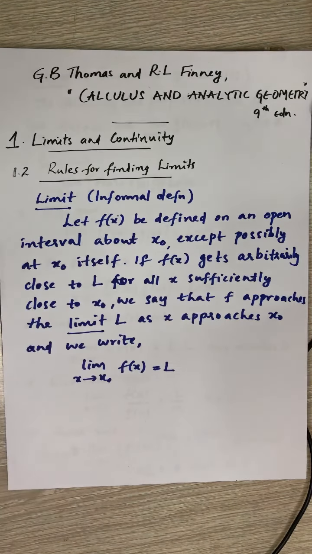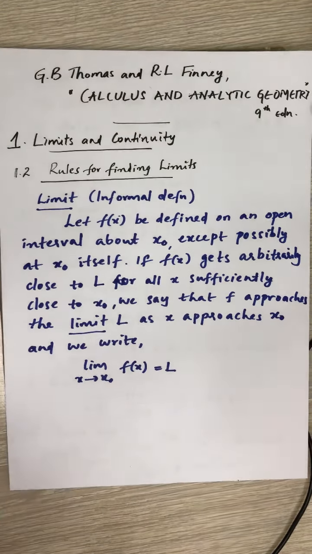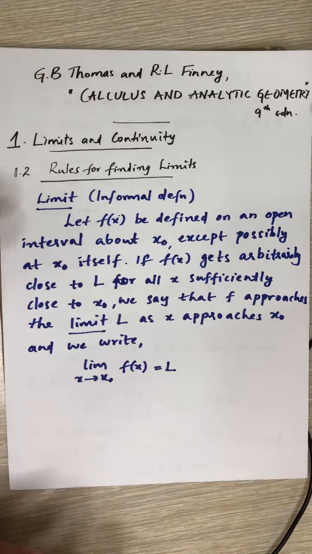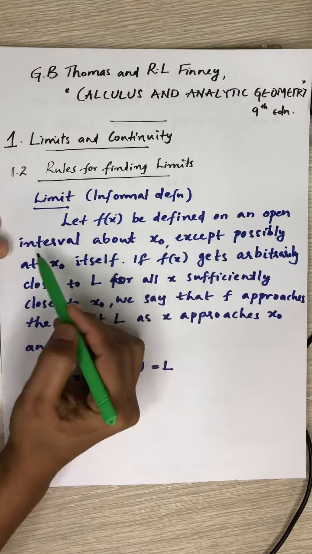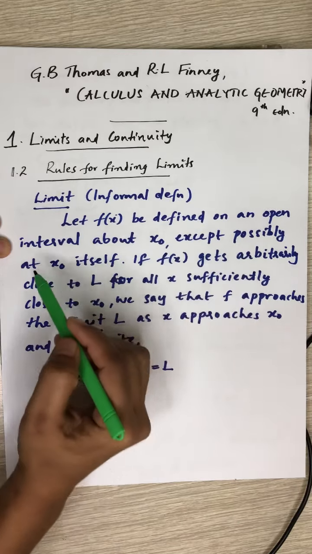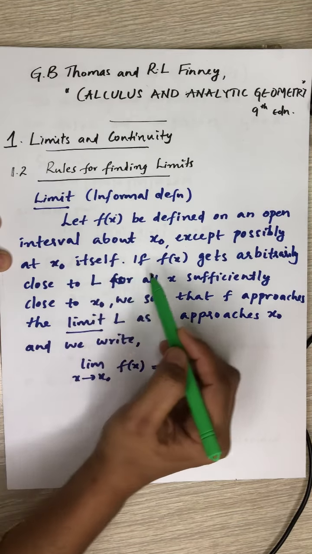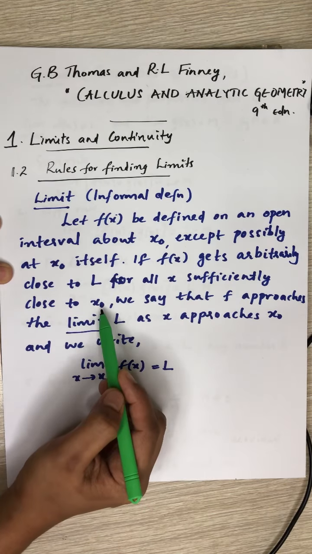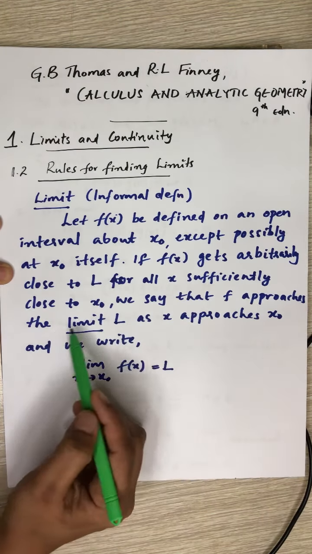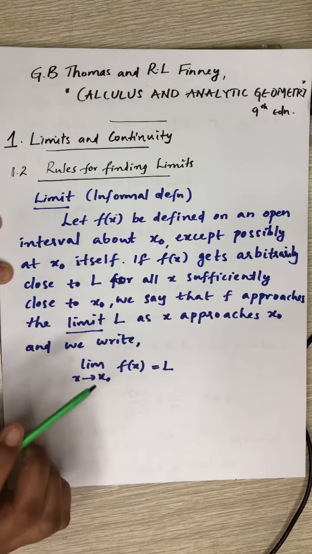Before going to the exercises, we can just understand the concept of limit and the basic theorems that we need to solve the exercises. First of all, what is a limit? Informal definition: let f of x be defined on an open interval about x0, except possibly at x0 itself. If f of x gets arbitrarily close to L for all x sufficiently close to x0, we say that f approaches the limit L as x approaches x0.